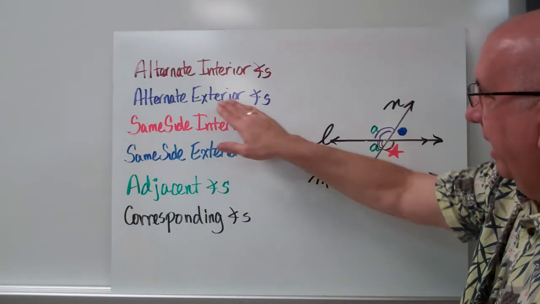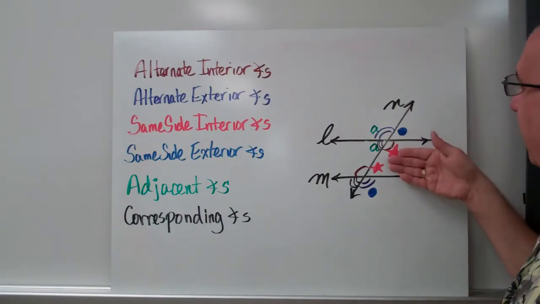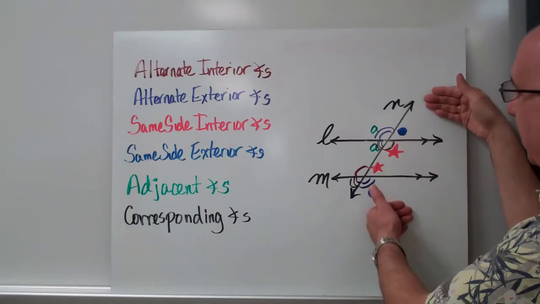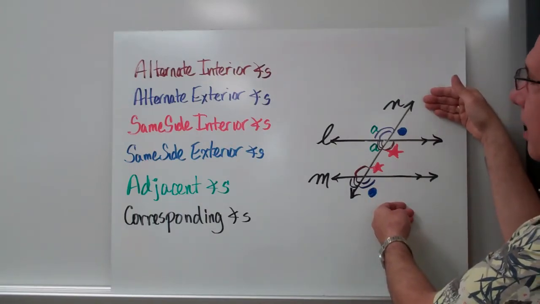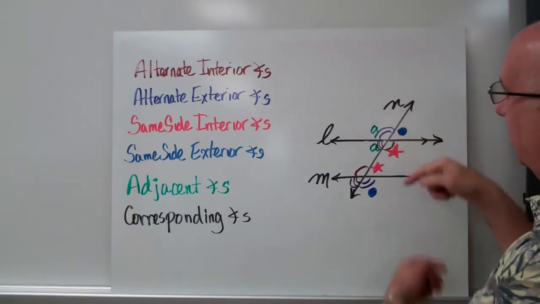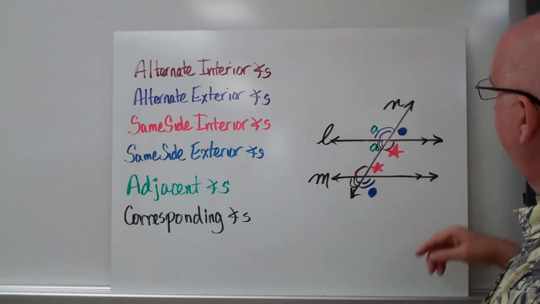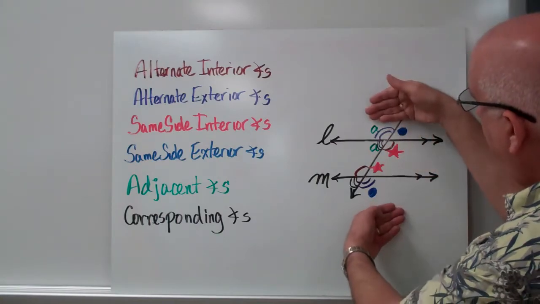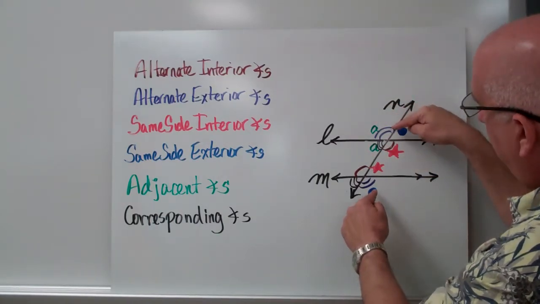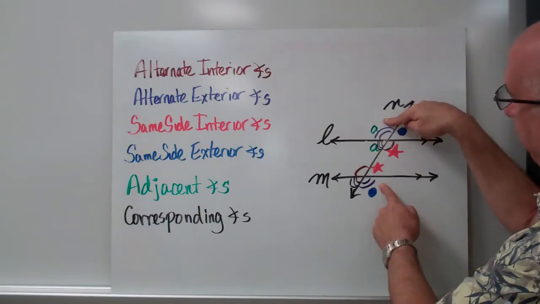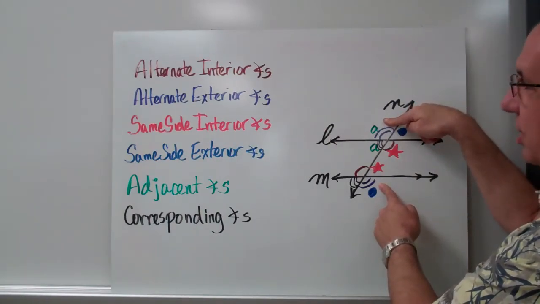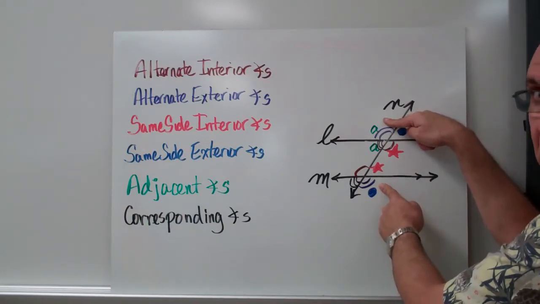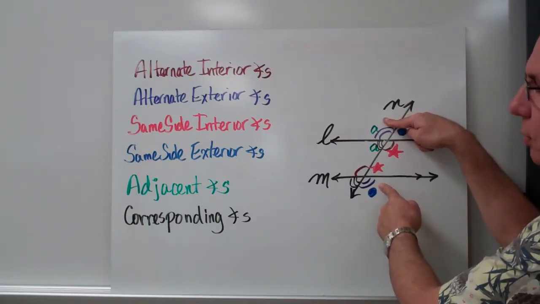Alternate exterior angles. Well, if interior means between the parallel lines, exterior means outside the parallel lines. And alternate means on opposite sides of the transversal. So, outside the parallel lines, that's out here, opposite the transversals, see the two double arcs that are purple? These are alternate exterior angles. Alternate exterior angles are also always congruent.